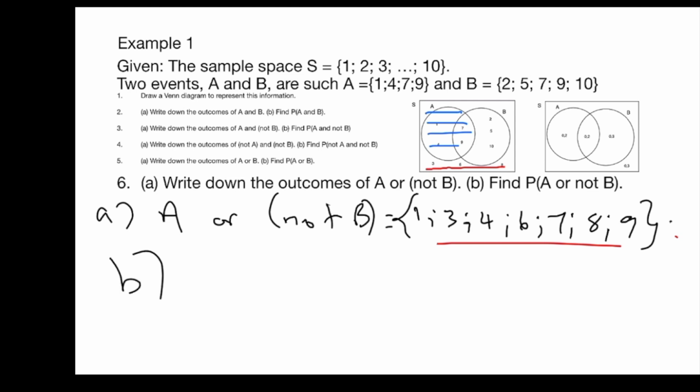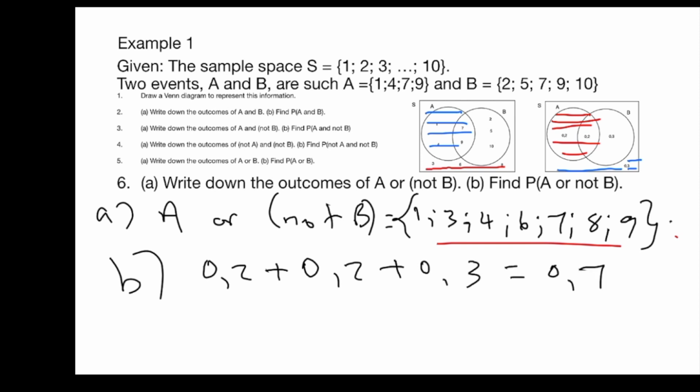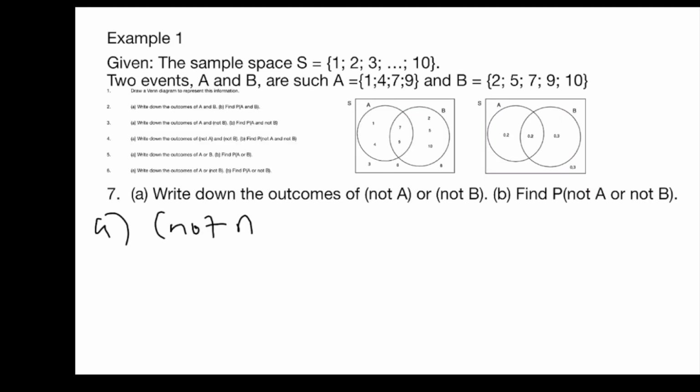Then for the probability, as long as we know that the region we are looking for is all that, as well as this one outside, then we are going to add the 0,2 plus 0,2 plus 0,3 to get 0,7. Again, you can get it from realizing that you have 7 numbers in A out of 10. It's not A or not B.